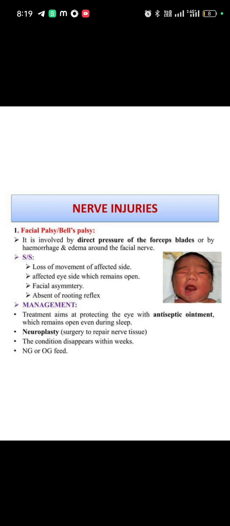And coming to the management, for protecting the eye we can use antiseptic ointment, because the affected side eye remains open even during sleep. Then neuroplasty, which is repair of injured nerve tissue. Sometimes this condition will disappear within weeks. There may be absence of rooting reflex, so the baby will not suck, so we can give nasogastric or orogastric feed.